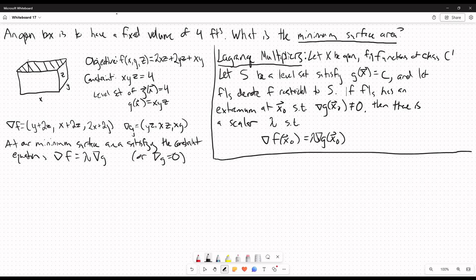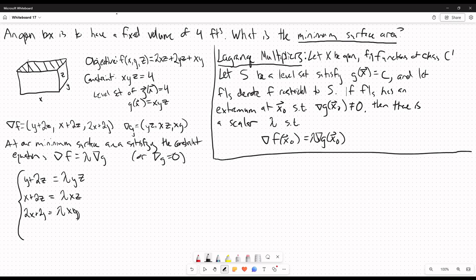But what that lets me do is set up a nice system of equations here. That tells me, if we look component by component, y plus 2z has to equal lambda times yz. Also, x plus 2z has to equal lambda times xz, and 2x plus 2y has to equal lambda times xy.